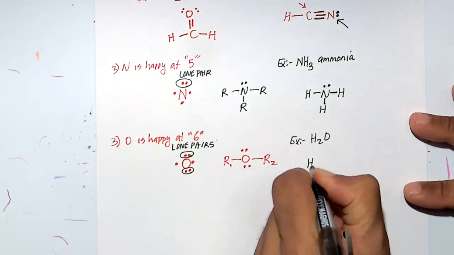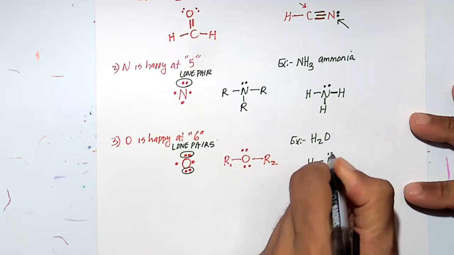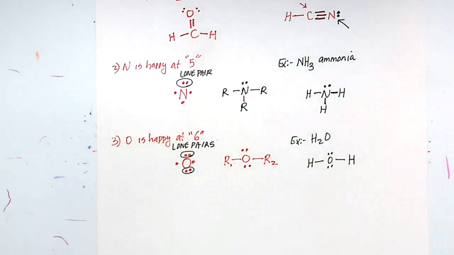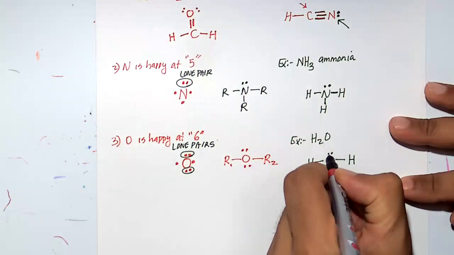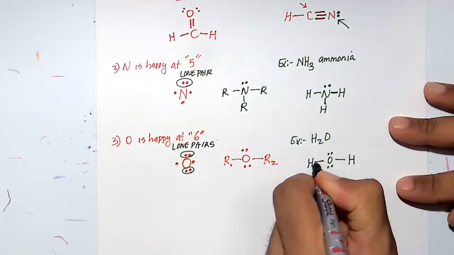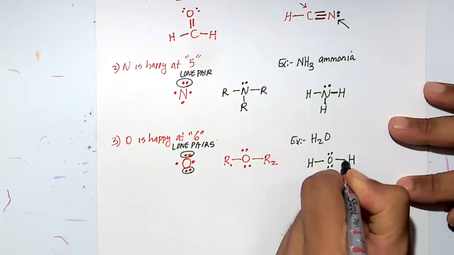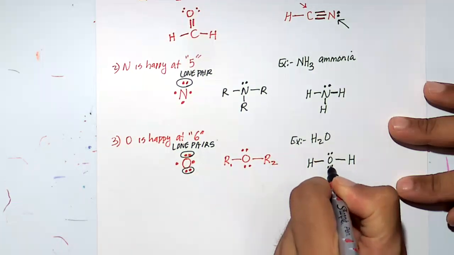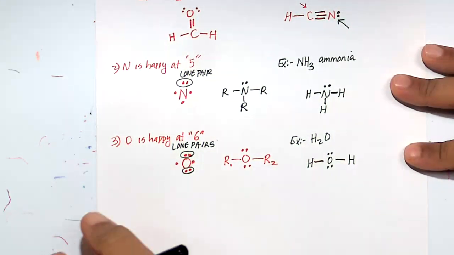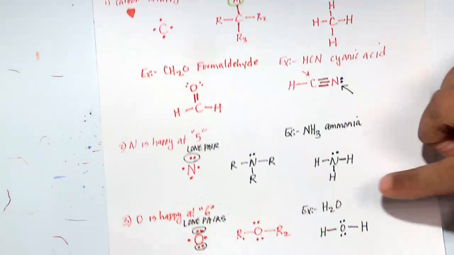Okay, so H, single bond, H. So once again, let's count. All right, ready? 1, 2, 3, 4, 5, and 6. That's shared, so 1, 2 shared. 3, 4, 5, 6. Right, let's hop on over to formaldehyde.